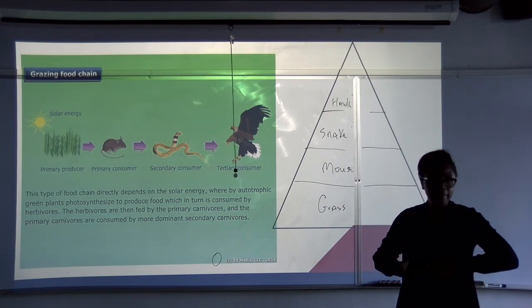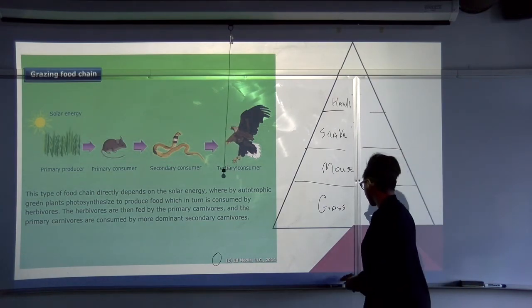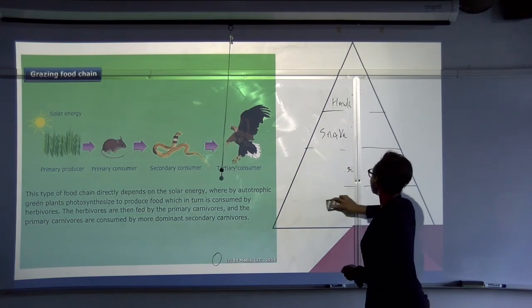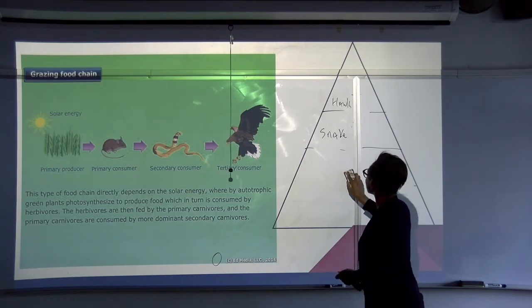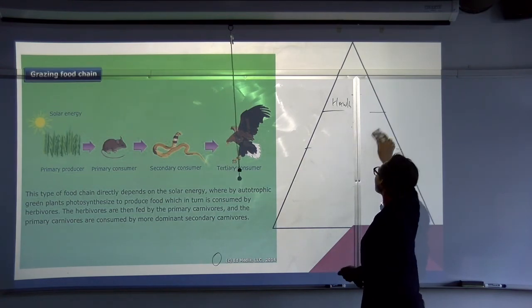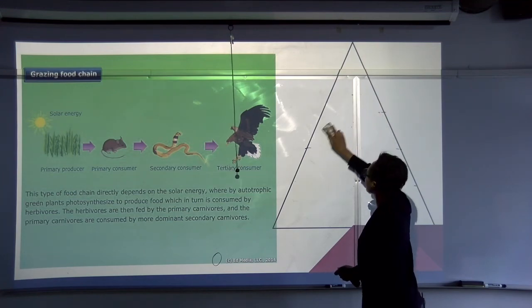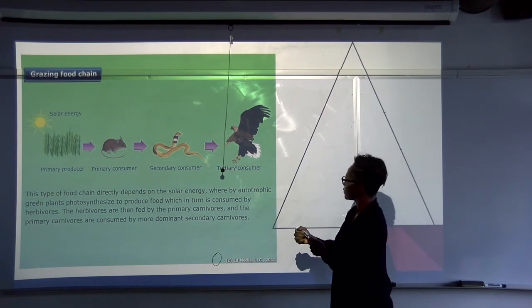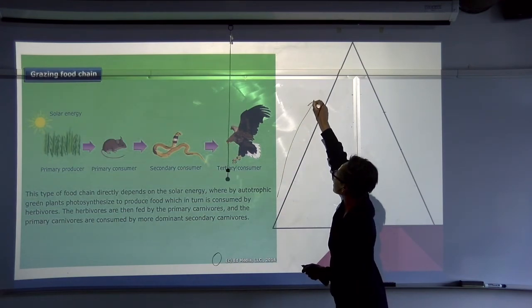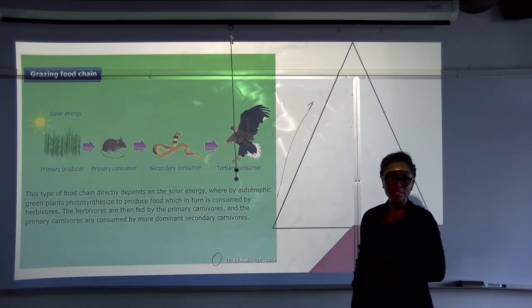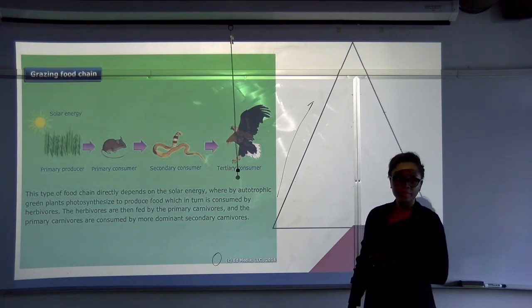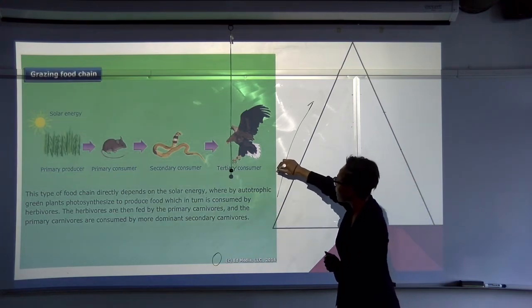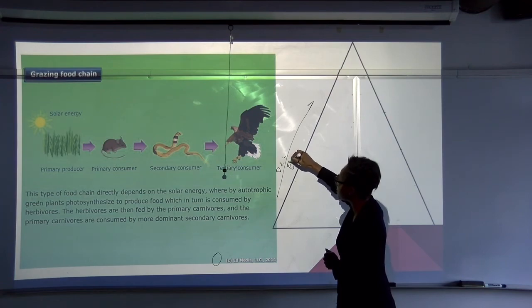Any questions on that? None, perfect. Just draw an arrow up. I didn't draw the arrow. Draw the arrow up. What goes on that arrow? What's decreasing as you go up? Energy. Right. So as you move up, there's a decrease in energy.